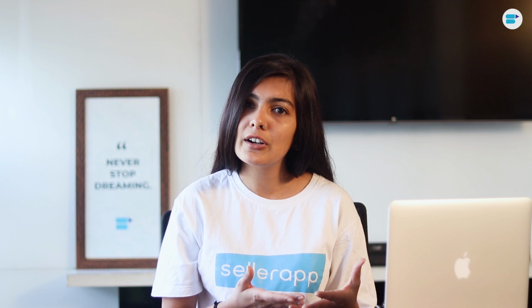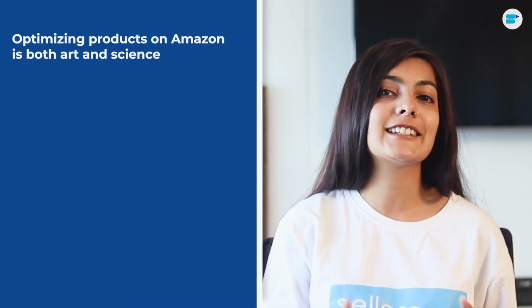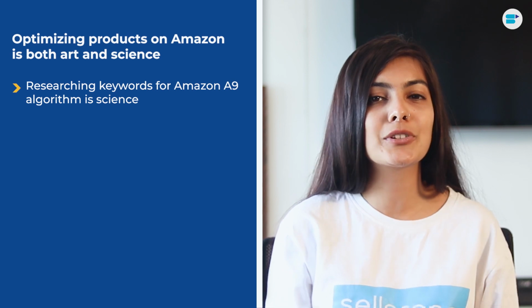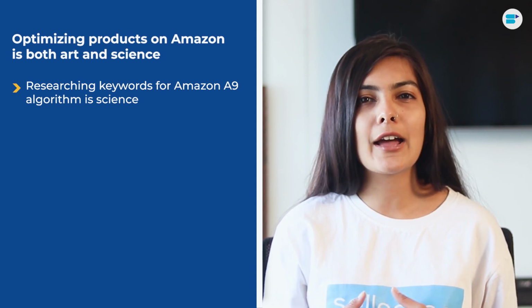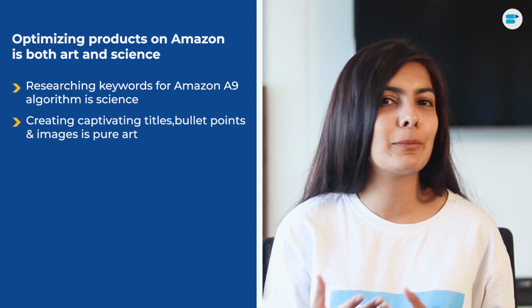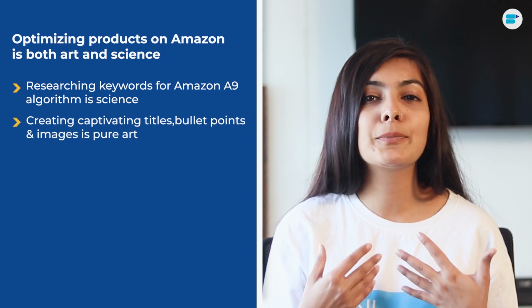So you need to understand what they're looking for and how they're going to search for your product and create your listings accordingly. Optimizing your product listings on Amazon is both art and science. Researching keywords suitable for Amazon A9 algorithm is science, whereas creating captivating titles, bullet points, images is pure art.